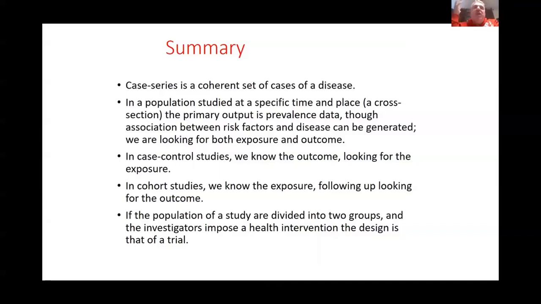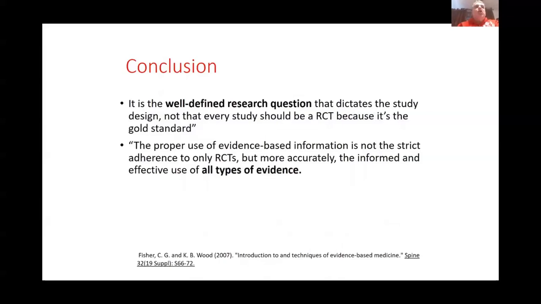In case control studies, we know the outcome and we look for the exposure. We select based on the disease, because we want to know what the risk factors are. In cohort studies, we know the risk factor, but we follow up to see if they develop the disease or not. If the population of study is divided into two groups and the investigator imposes a health intervention, the design is a trial. So in conclusion, it is the well-defined research question that dictates the study design.